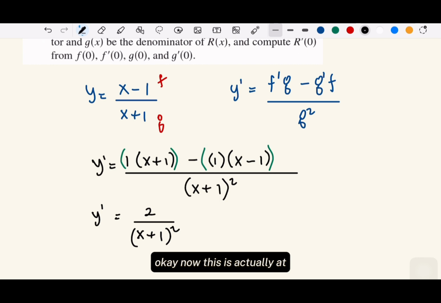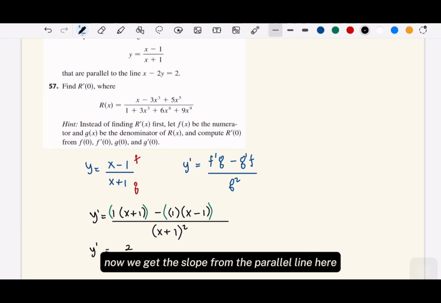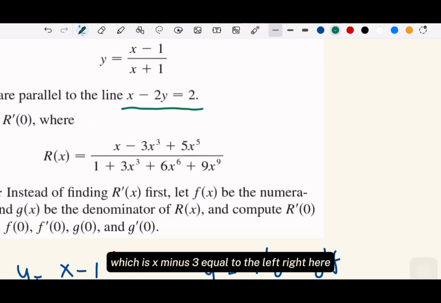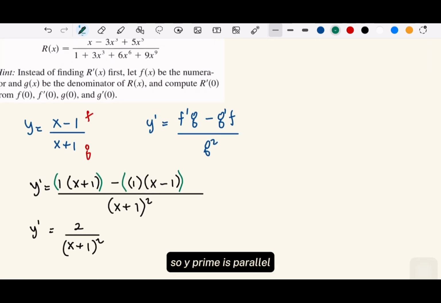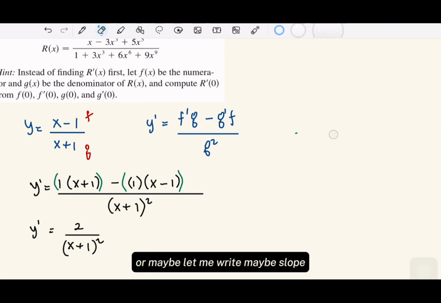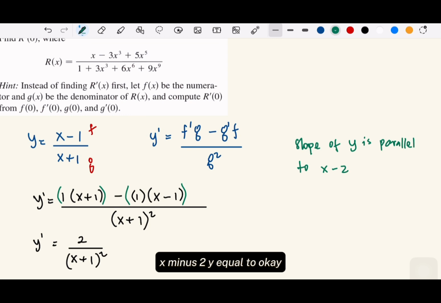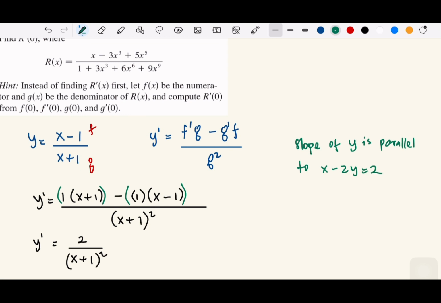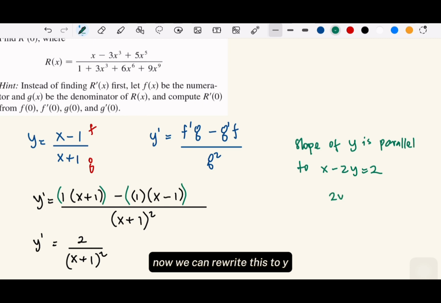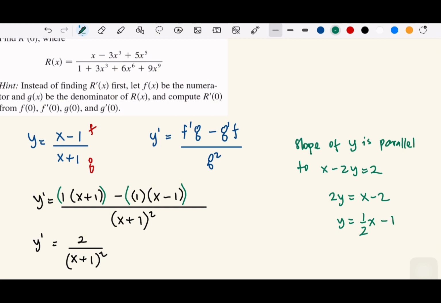Okay, now at some point this will be our slope, right? Now we get the slope from the parallel line here, which is x minus 2y equal to. So the slope of y is parallel to x minus 2y equal to. Now we can rewrite this as 2y equals x minus 2, or y is half x minus 1.